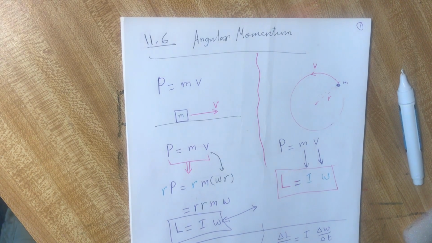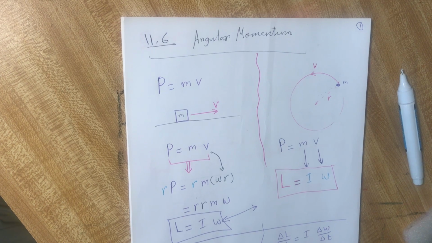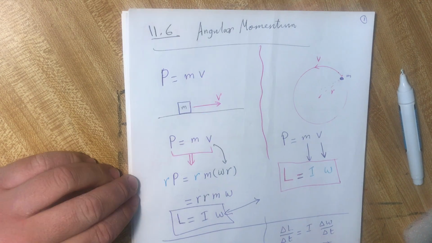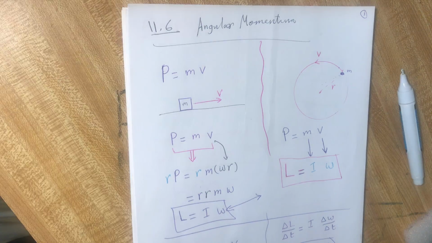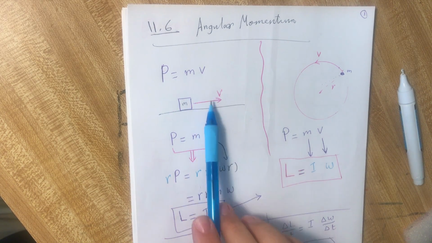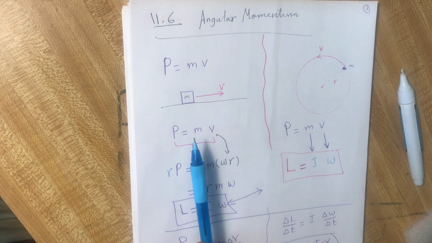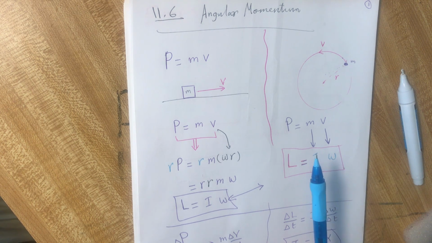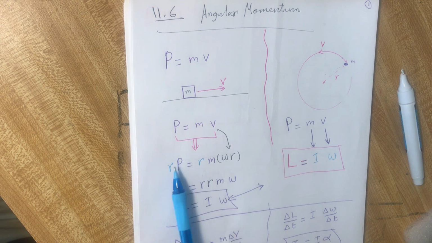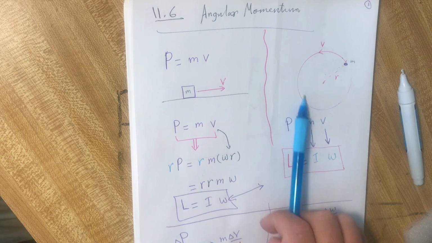Okay, students, now we'll talk about section 11.6, which is angular momentum. As always, we will start by using the linear quantity. The linear quantity of momentum is P. The linear momentum is equal to the mass multiplied by v. Now, easily, if we just use the radius r to convert the motion from linear to rotational motion.